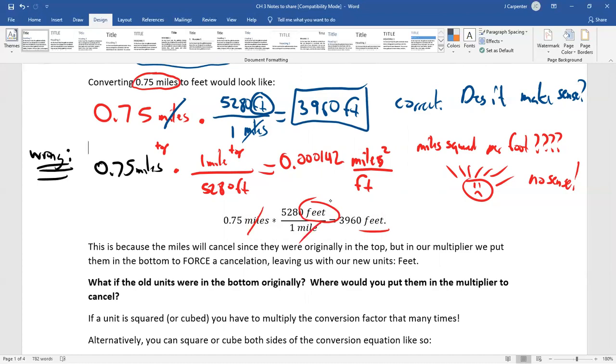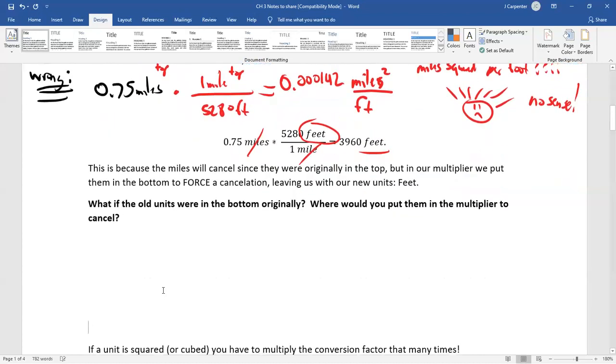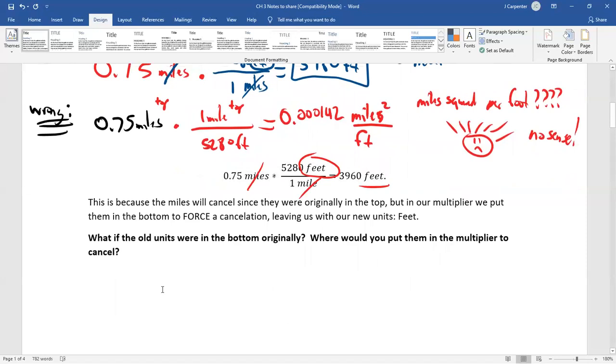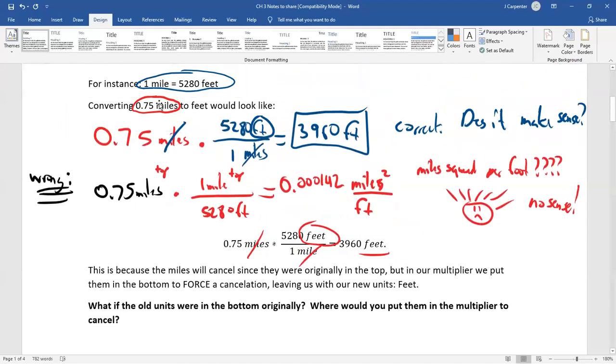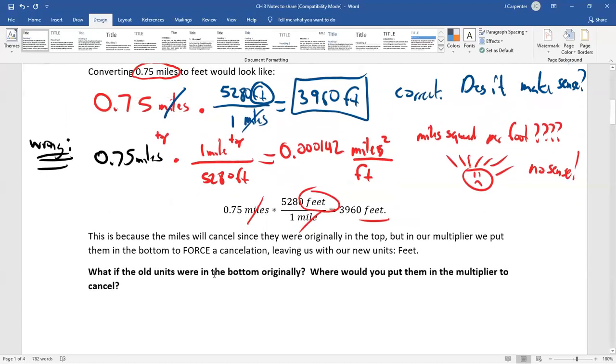Before we get into this next stuff, we'll do the bold note, but not the others. What if the old units were in the bottom originally? Where would you put them in the multiplier in order to cancel them? In the example we did previously, the unit we wanted to change, the miles, was in the top. Now we're saying, what if the units were in the bottom originally? How does that change this fraction and multiplication idea?